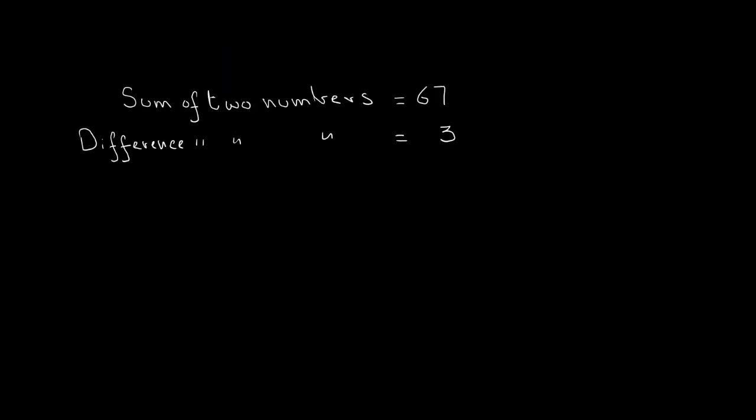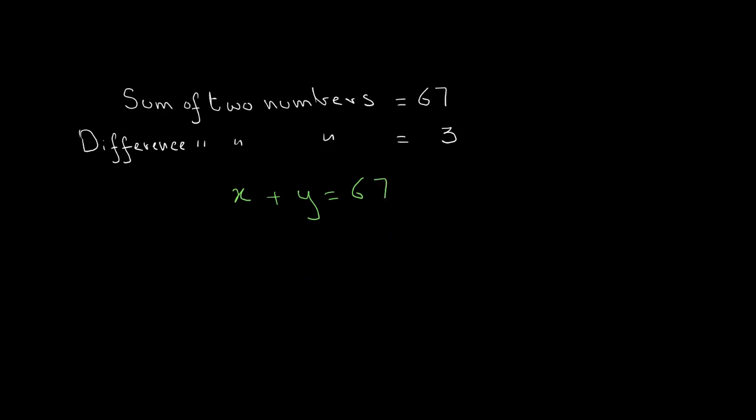So here's another problem. The sum of two numbers is 67. The difference of two numbers is 3. Find the numbers. So here again, very simply, we have x and y are the two numbers. So x plus y will be equal to 67, and x minus y will be equal to 3. So now we can clearly solve these two simultaneous equations for x and y, and we'll get our answers.